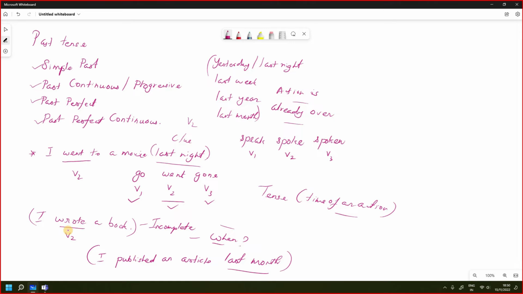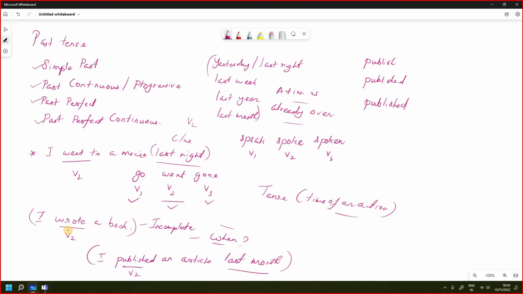Okay. And you look at the verb that I've used. I've used ed. This is the V2 form. So if you take a word like publish, the three forms would be publish, published, published.